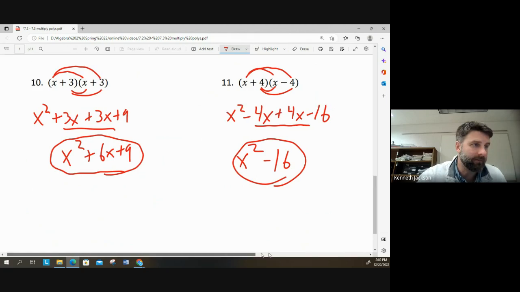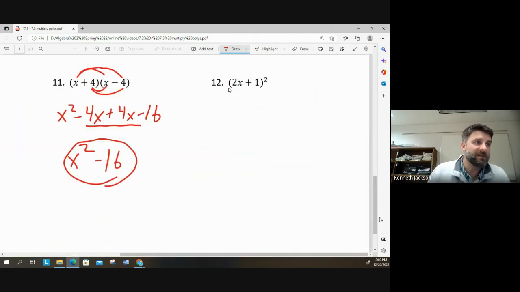And last one for me. When we have this 2x plus 1 squared, a lot of kids just want to say, oh, this is 4x squared plus 1, because they think we can just take the 2 and run it through. Well, again, we need to remember from chapter 6, this squared means that I have 2 of these. So what I have is 2x plus 1 times 2x plus 1. I have 2 of these things. I have 2 of whatever's in the parentheses.